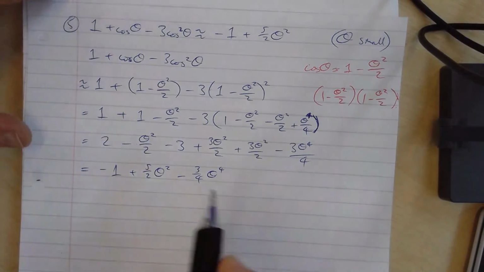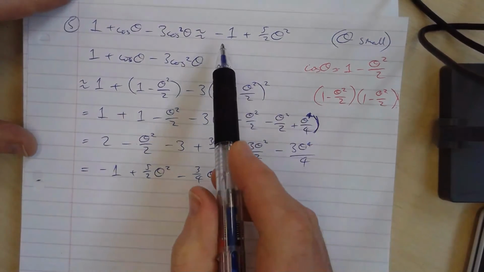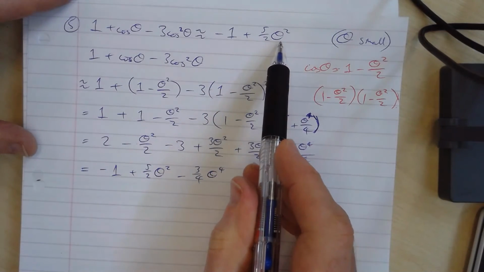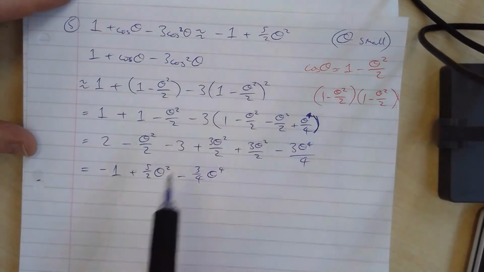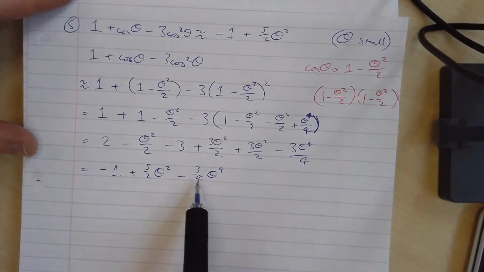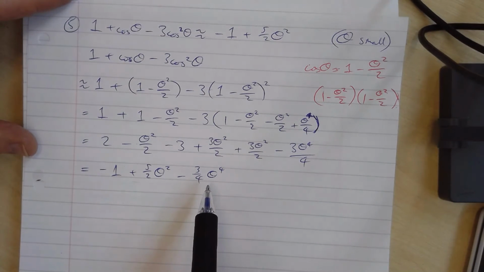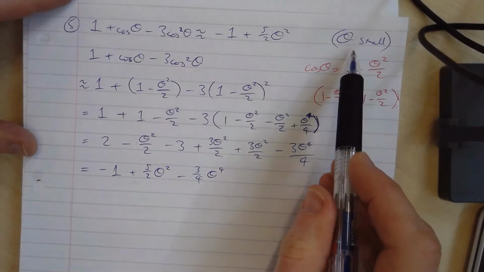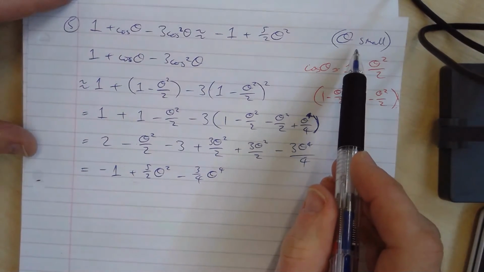Okay, compare that to what we're aiming for. We're aiming for minus 1 plus 5 over 2 theta squared. Well, we've got the first two terms, but we've also got this last term here as well. Well, what's happened to that? Well, we've got to remember that theta is small. That's the whole premise of this question, is that theta is small.